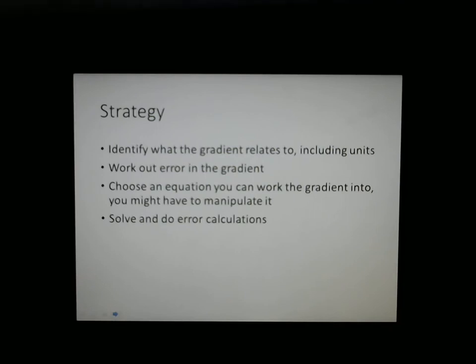Don't forget to work out the error in the gradient. Choose an equation that you can work the gradient into, and you might have to manipulate it. Like we saw with our power equation and our Q equals mcΔT, we had to combine the two, so then our temperature over time could be worked into it.